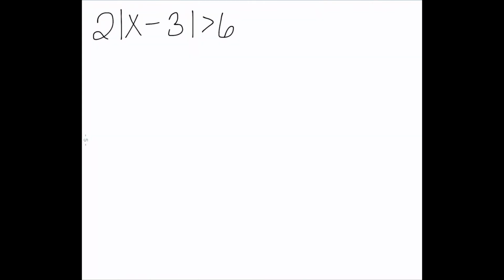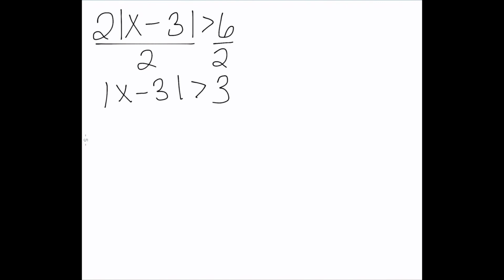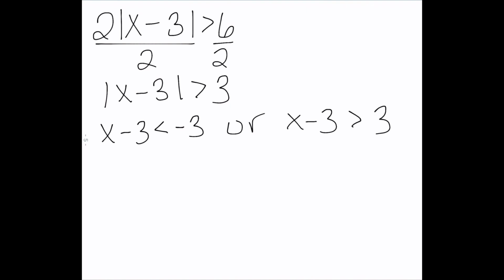2 times the absolute value of x minus 3 is greater than 6. My first step would be to get the absolute value by itself, so I'll divide by 2 to get absolute value of x minus 3 is greater than 3. Since we're using a greater than, I have x minus 3 is less than negative 3, or x minus 3 is greater than 3.